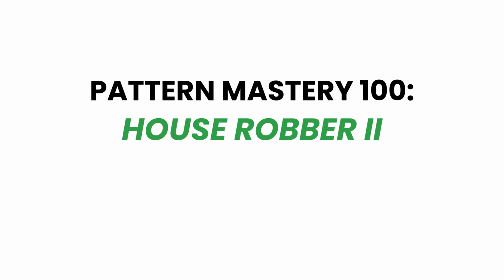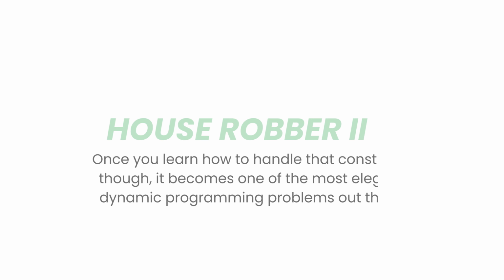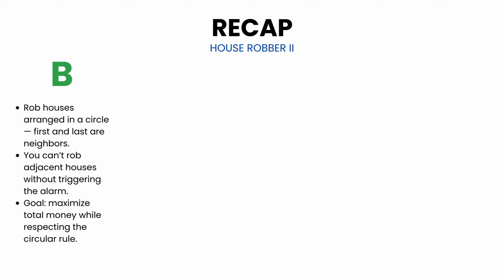Let's do a recap. Ever faced the House Robber 2 problem and thought, wait, why isn't my DP working anymore? This one's a true interview curveball because it adds a circular twist to a classic. Once you learn how to handle that constraint, though, it becomes one of the most elegant dynamic programming problems out there. Breakdown recap. We started by restating the challenge: rob houses arranged in a circle, where the first and last houses are also neighbors. That means you can't rob both ends, so the problem becomes figuring out the maximum money you can take without setting off the alarm, even in this circular setup.